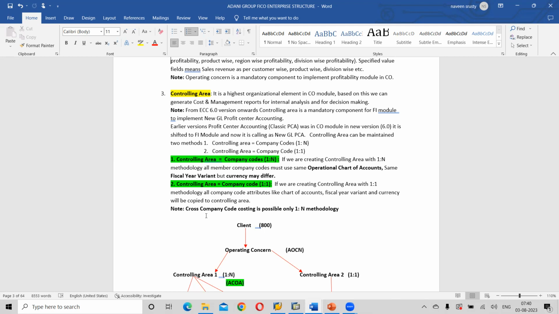So they are basically the same, inter and cross? Yes. Got it, thanks. That's the reason I have mentioned this note, write it down. I think you have written this, right? 1:1 methodology. Note: cross company code costing, which means transactions, is possible only in 1:n methodology, which is not possible in 1:1 methodology. If it is going above your head, don't worry, because we are going to see it in depth. But you need to remember, cross company code costing, meaning intercompany transactions, is possible only in 1:n. Both terms are the same, intercompany or cross company.